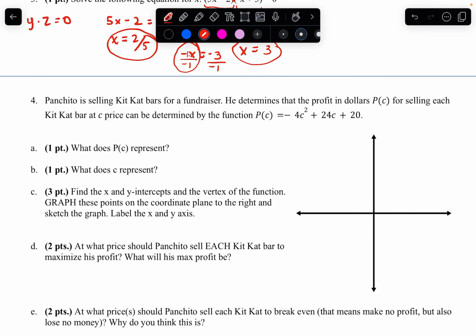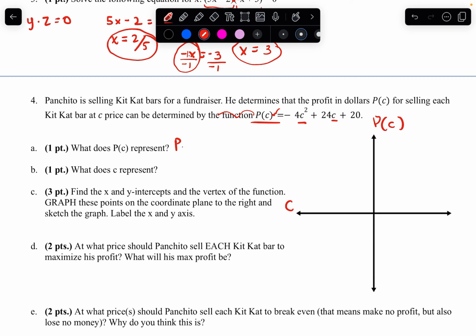Okay. Panchito is selling Kit Kat bars for a fundraiser. He determines that the profit in dollars for selling each Kit Kat bar at C price can be determined by the following function. Well, right off the bat, I know that this has to be my output because it is the variable in the function that is isolated. There's nothing to the left, there's nothing to the right in front of it. And I know that this has to be my input then. So I will let the C be my x-axis.